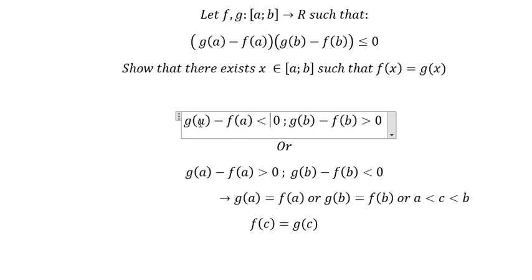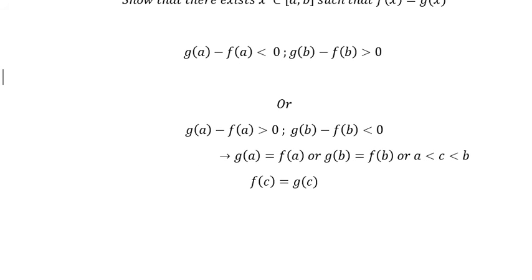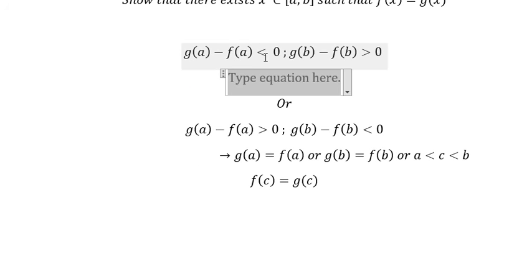If g of a minus f of a is smaller than 0, it means the value of f of a is higher than g of a. And the next one, g of b minus f of b greater than 0, means g of b is bigger than f of b. So we can move this to the right, and we get g of a is smaller than f of a, and g of b is bigger than f of b.